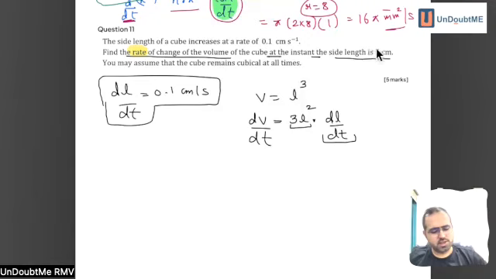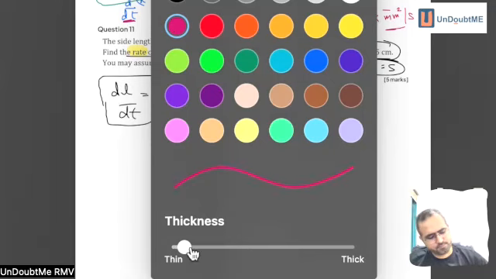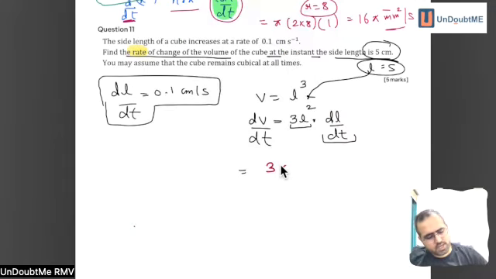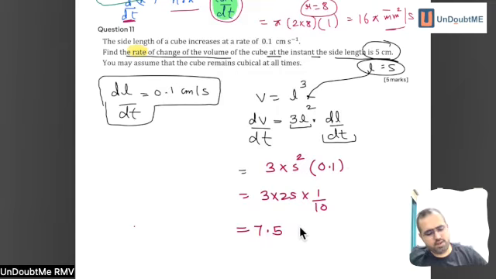Now read the question. They have given the side length also. So L is 5. After differentiation only, you should put this value. dl by dt is 0.1. So we'll put all these values and we can get the answer. It will be 3 times 5 square times 0.1, which is 3 times 25 times 1 by 10, that is 7.5.